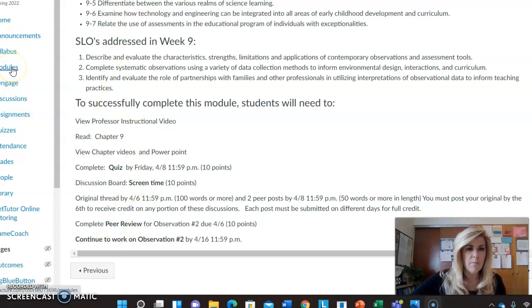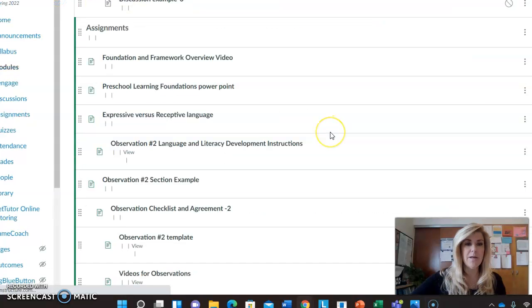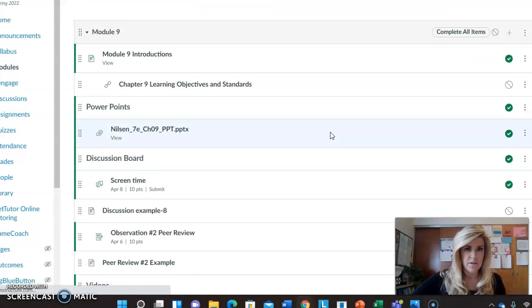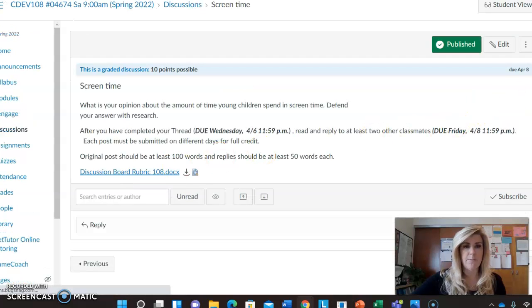So your discussion board is talking about screen time, which, especially with the pandemic, it's very important for all of us to understand there are limits on screen time, right?